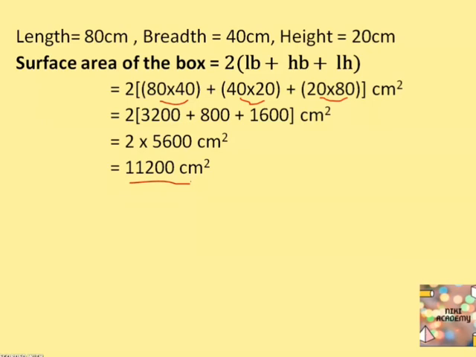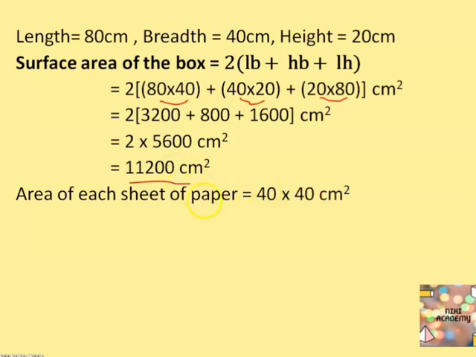Now we are going to find the area of the square sheet. The area of a square is a squared. The side is given as 40 centimeter, so we are going to square it. So the area of one sheet of paper equals 40 into 40 centimeter, that is 1600 centimeter squared.